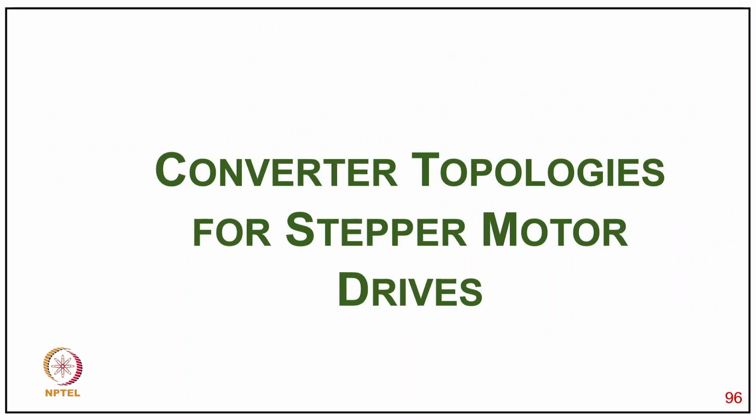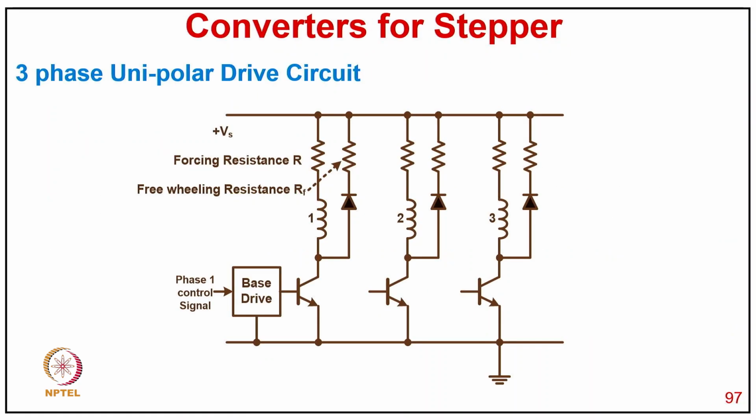Now coming to the converter topology for the stepper motor drive. So here a 3-phase unipolar drive circuit is there, with of course the base drive of the BJT transistor, and of course it is preferred because you have a common ground, so the base drive need not be isolated, so it becomes very cost effective also.